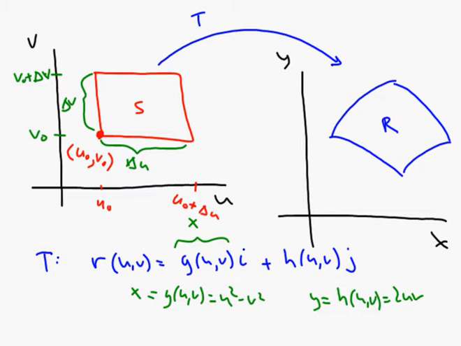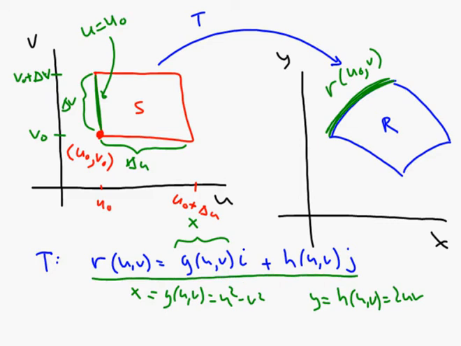What we know now is if we look over at the region R, for example, this side here corresponds with that side. That's how that side got transformed. So let's think about the equation of this side of the rectangle in the UV plane. That would be U is equal to U0. U0 is a constant, and U is never varying on that line. So over here the image of that is R of U0 comma V.